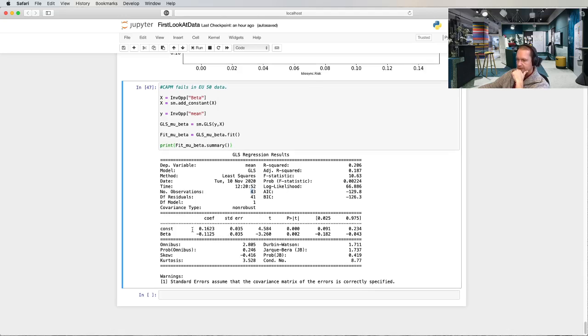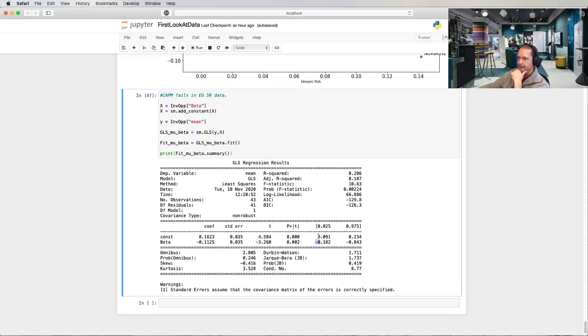So what do we get? We have the constant here. So there's an alpha which we cannot explain. Of course, there's 80% unexplained. And we have that the slope coefficient on the beta, which would be the expected market premium, is negative. It's negative. All right.